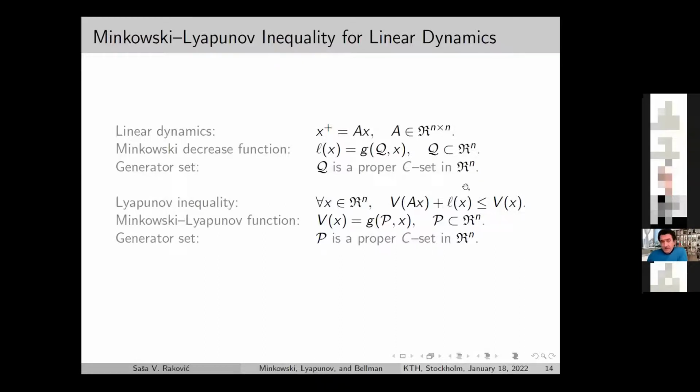And Lyapunov inequality with a decrease. Okay, so that means, if we postulate that we are looking at the Minkowski-Lyapunov function, for obvious reason, because it's going to satisfy the Lyapunov inequality and it's going to be a Minkowski function, that's why I call it Minkowski-Lyapunov function. Can we actually, is this a meaningful equation? Can it be solved?